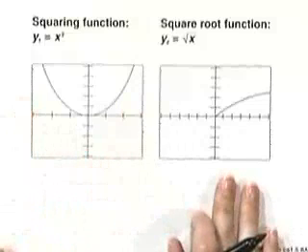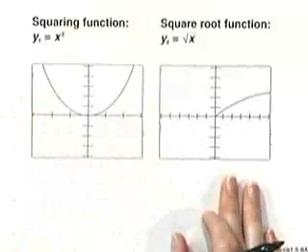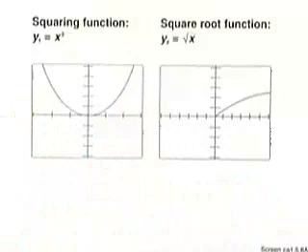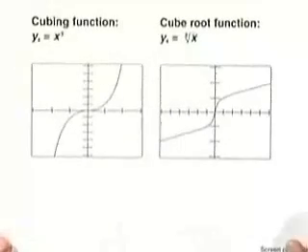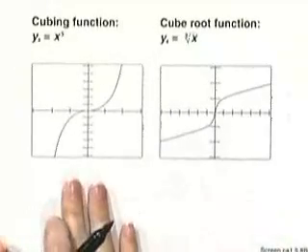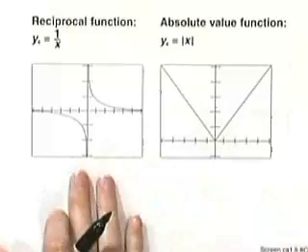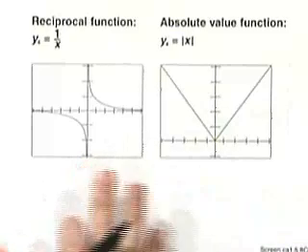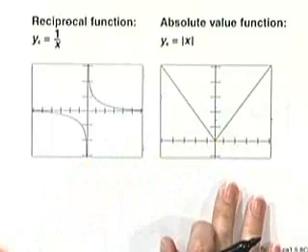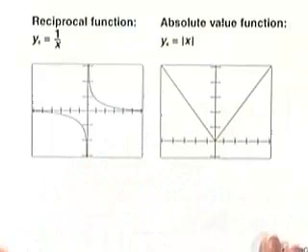We have the square root function. We have the cubing function. We have the cube root function. We have the reciprocal function. We recently took a look at that one. We have the absolute value function. Now, these graphs are very commonly used graphs, so these should be in your head. You should have a visual image of these graphs.